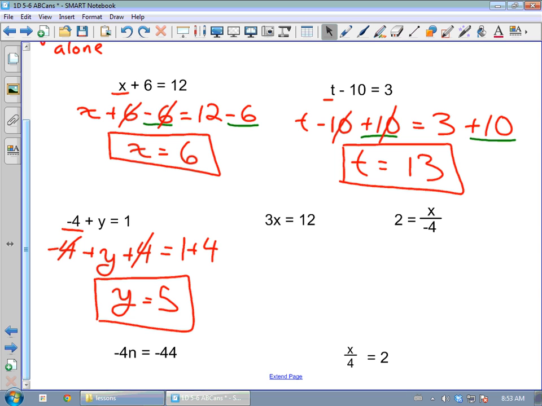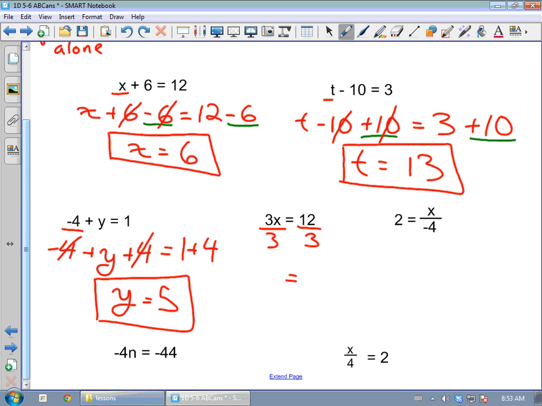Well, let's take a look at our next one here. We've got 3x equals 12. What operation do I see that is being done to my x, or my variable, this time around? Liam? Multiplication. What am I multiplying it by? Yeah, 3. So what's the opposite of multiplying something by 3? Liam? Division by 3. So I'm going to take both of my sides here, and I'm going to divide them by 3.